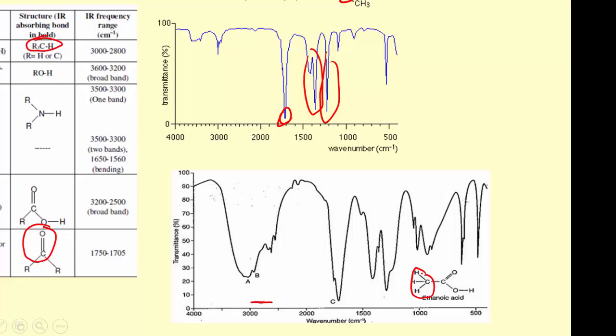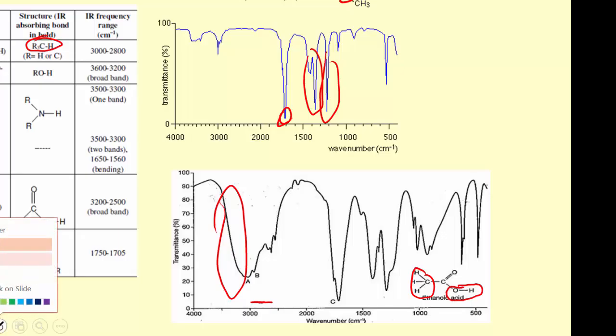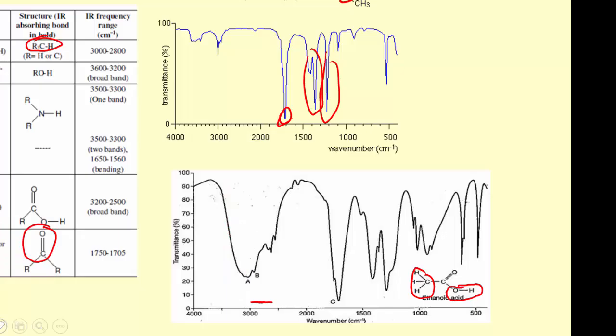Okay? And alcohol is 3,600 to 3,200. That's a broad band. See how broad this is? 3,200 to 3,600 will be a broad band. See how that is very broad? I circled it very badly. This right here, so 3,600 to 3,200, and it's broad. There's a broad peak. Okay. So that's what we're looking for.